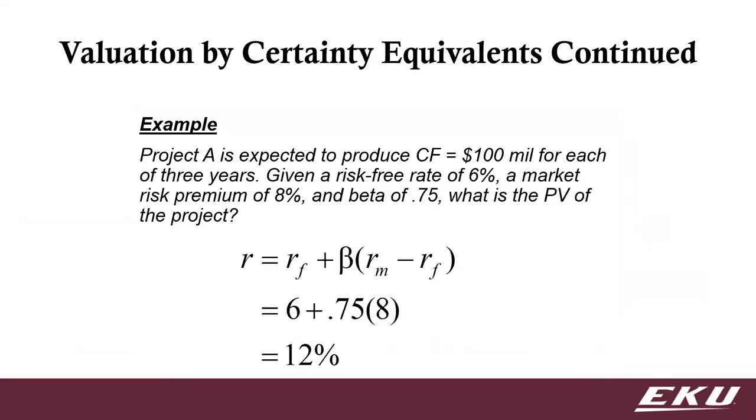So here's an example. We'll go through this one. This is certainty equivalent. Project A is going to give us 100 million for 3 years. It's got a risk-free rate of 6%. The market risk premium is 8%. The beta is 0.75. What's the present value? First we have to get our discount rate: beta times the market risk premium, plus the risk-free rate, is 12%.